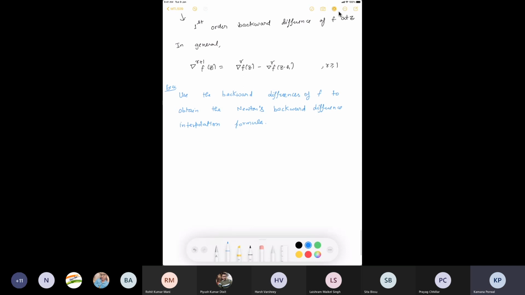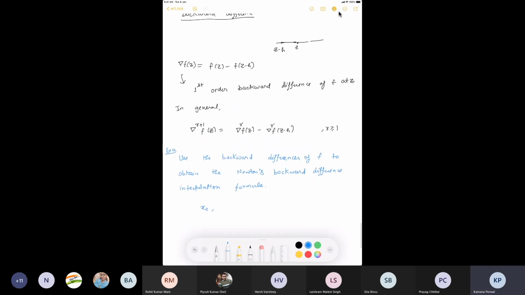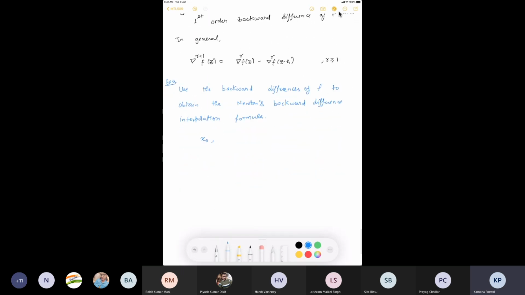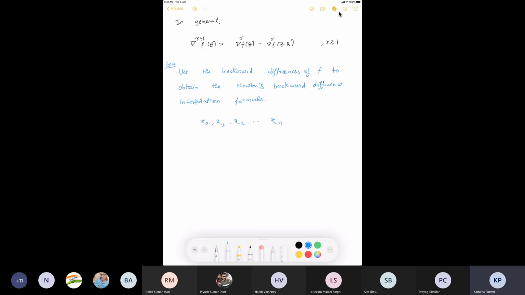Suppose we are given nodes x0. Note that here I'm moving backward, so I have to have the data accordingly. So I'm calling the nodes starting from x0. The next node will be x minus 1, x minus 2, up to x minus n. If we call any x minus j, this is nothing but x0 minus jh, where j is ranging from 0 up to n.